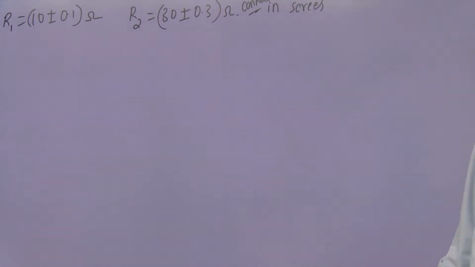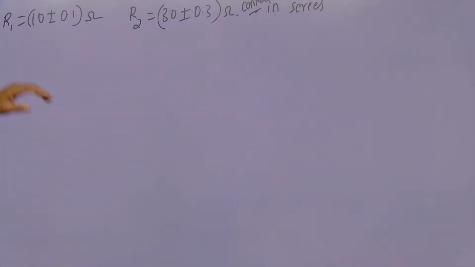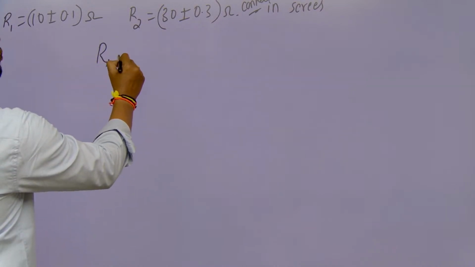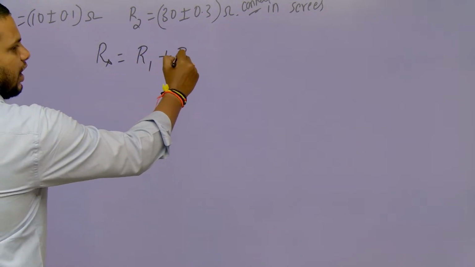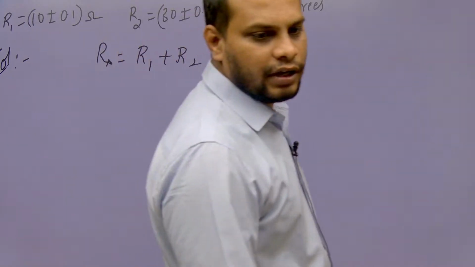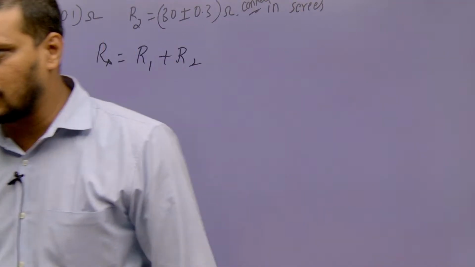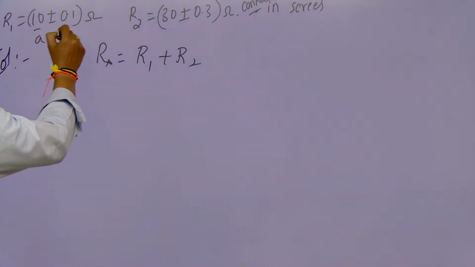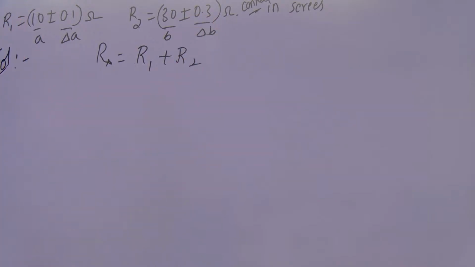What is the effective resistance of the combination? R series is equal to R1 plus R2. Am I right? My R series is equal to how much? R1 plus R2. So therefore, we have to take error in addition. Correct? We have to take error in where? Addition. Are you clear? Then take it as A, take it as delta A. Take it as B, take it as delta B.